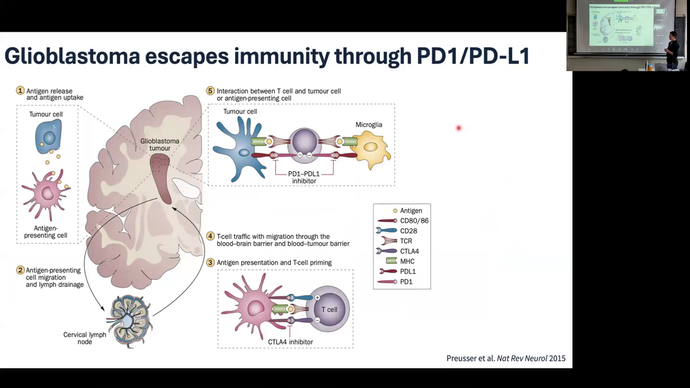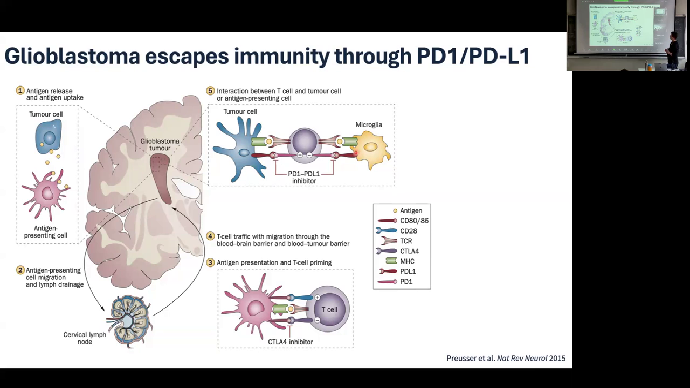If you're familiar with immune checkpoint inhibitors, this is just a bit of background. Glioblastomas can escape immune pressure through the PD-1, PD-L1 axis. We have two major immune checkpoints in the body that are used in treatments. The first is CTLA-4, which is when T cells are presented with the antigen and they are primed. And the second is PD-L1.